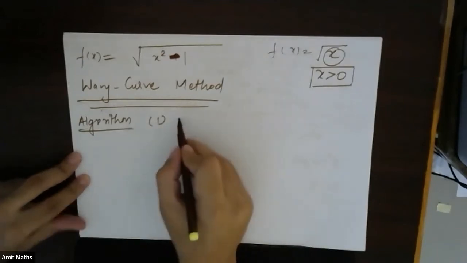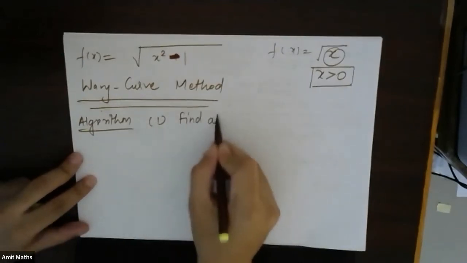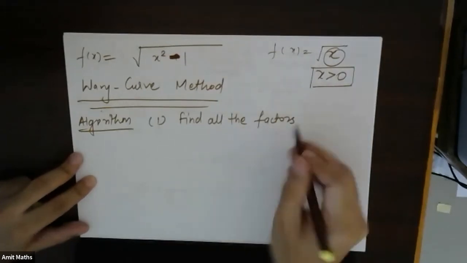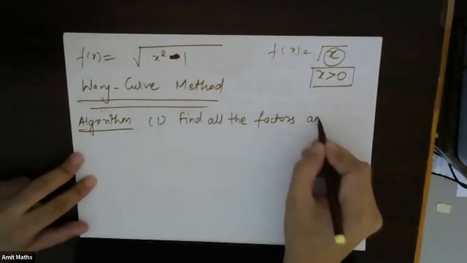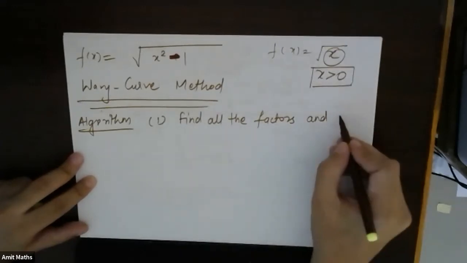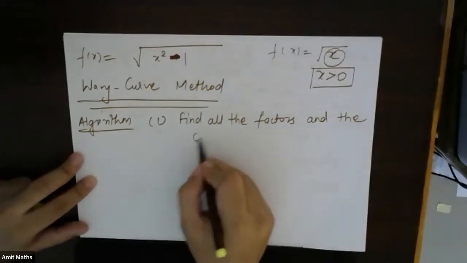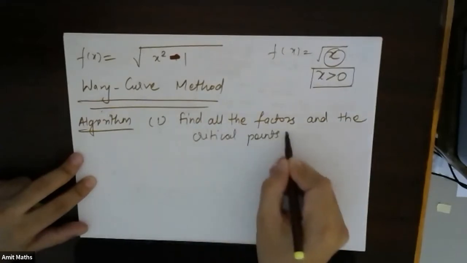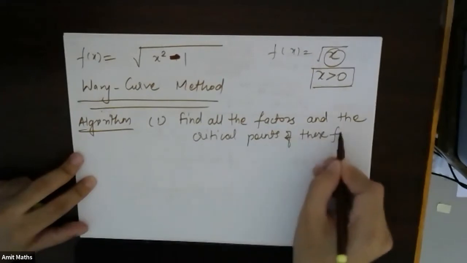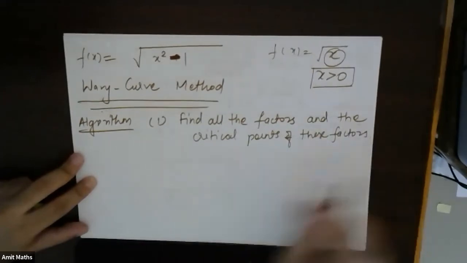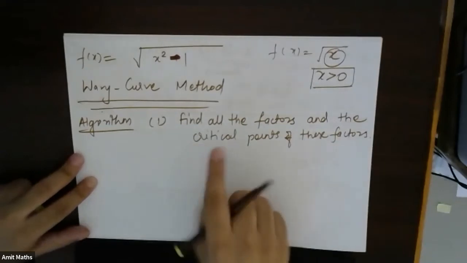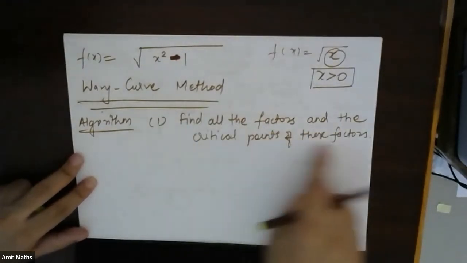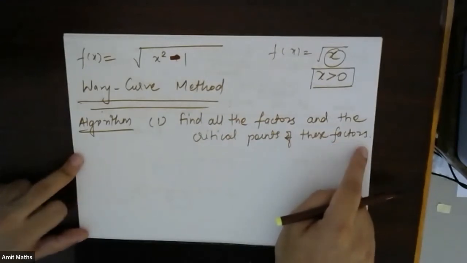first, find all the factors and find the critical points of these factors. Just I'm writing it down, I will explain using an example. Find all the factors and write the critical points of all these factors.